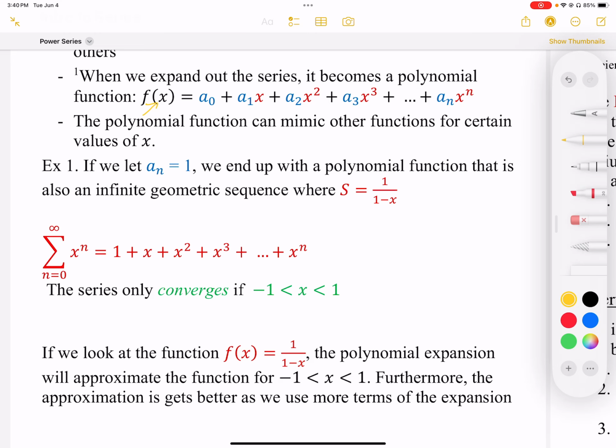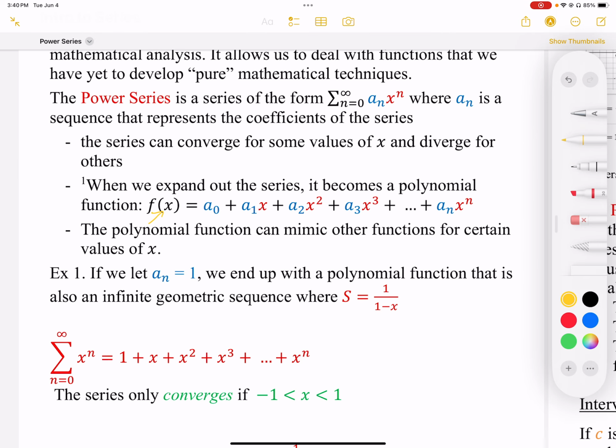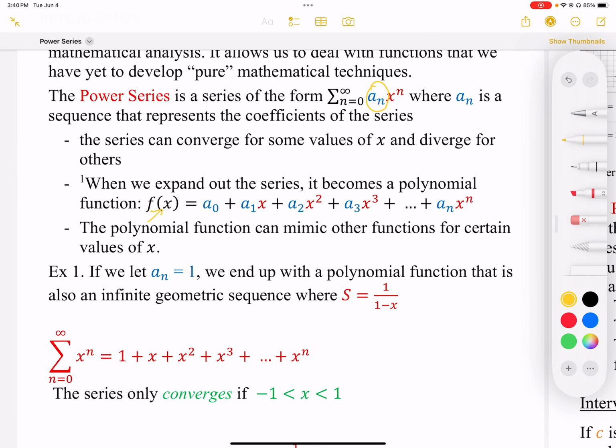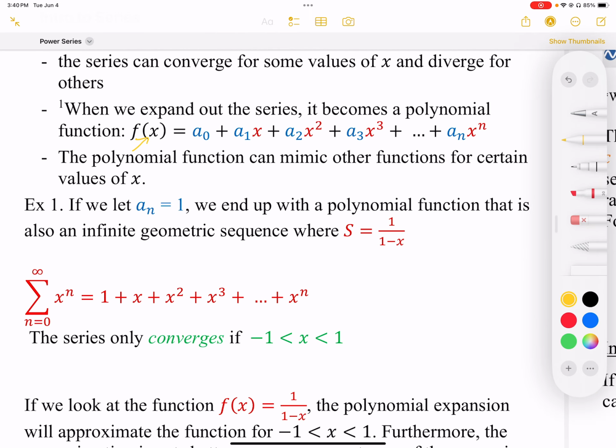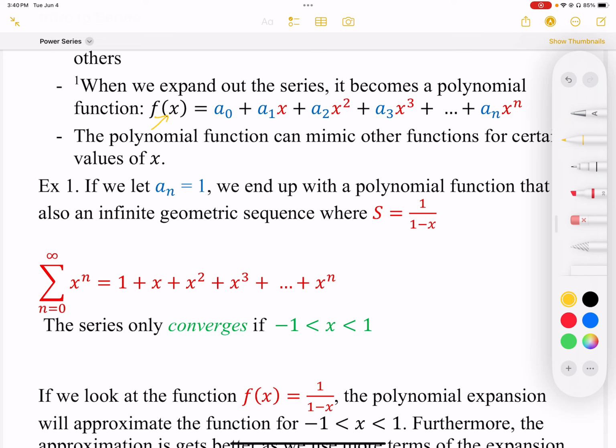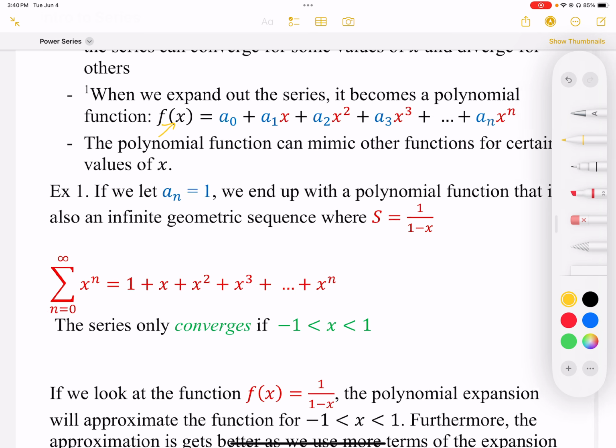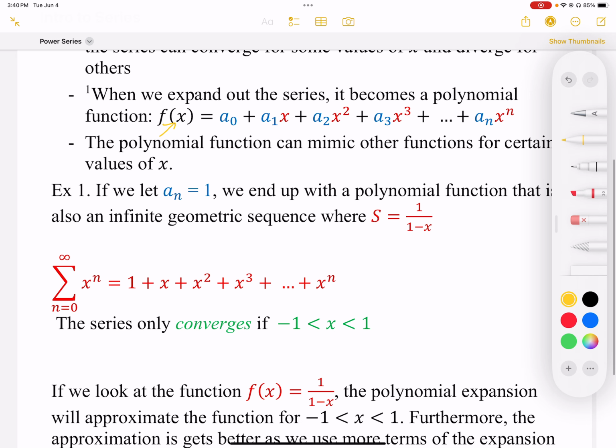The simplest power series is if we just let that a_n coefficient, this number in front of the x^n, be equal to 1 all the time. And if that's the case, we end up with the power series that is just the x to the power n series. So we get 1 plus x plus x squared all the way to x to the power infinity. This is really just a geometric series. And when x is between -1 and 1, that means it's a converging infinite geometric series.